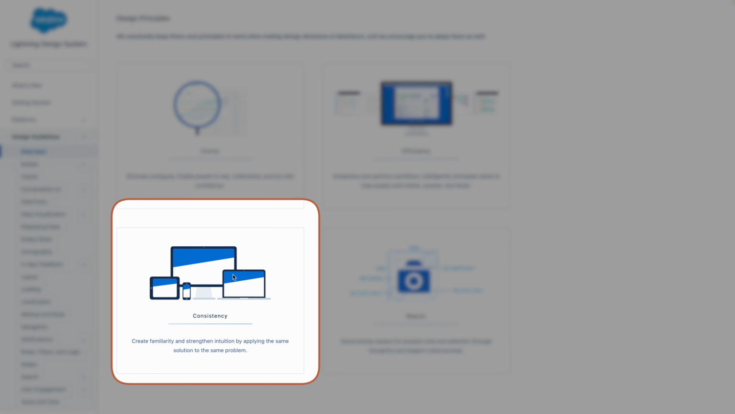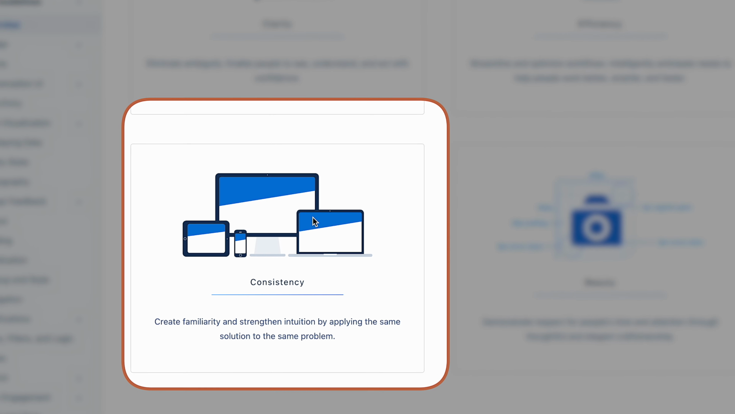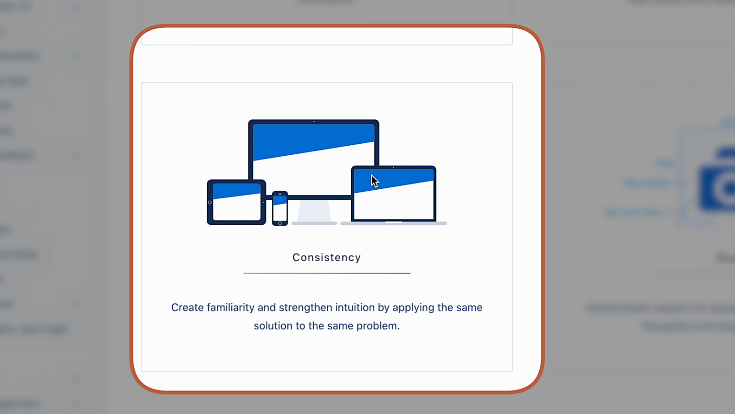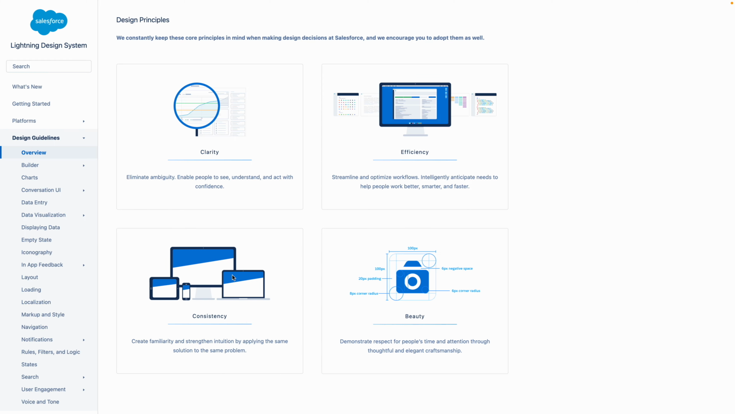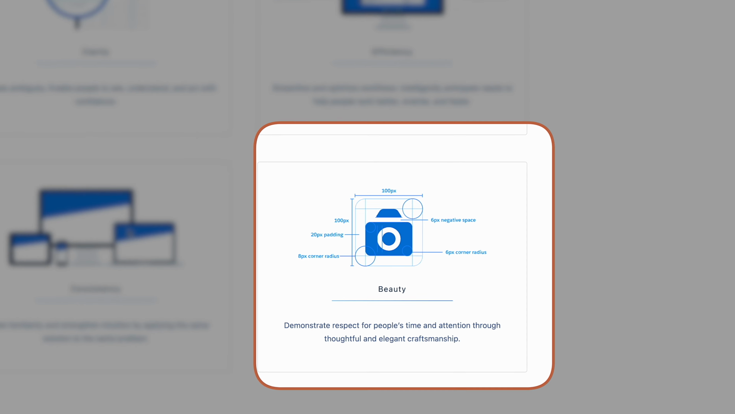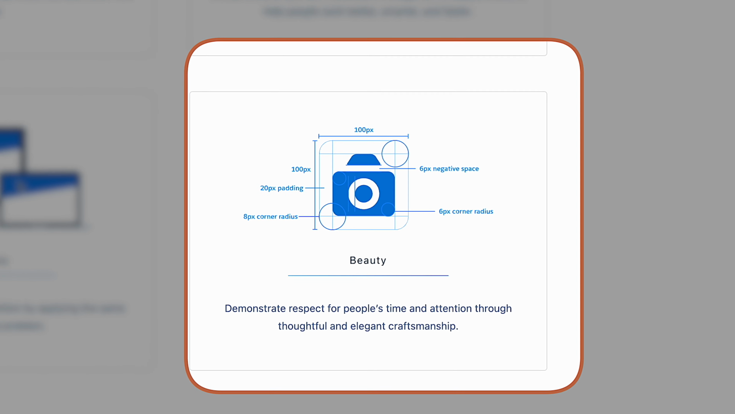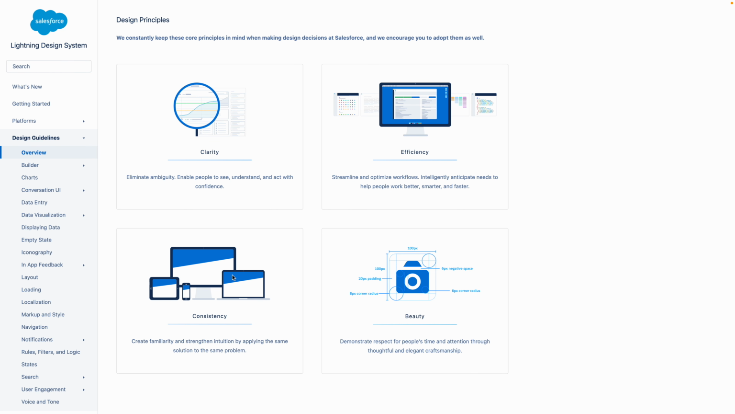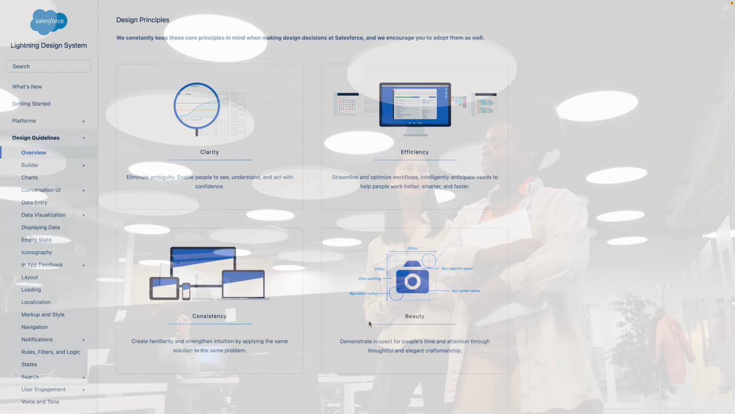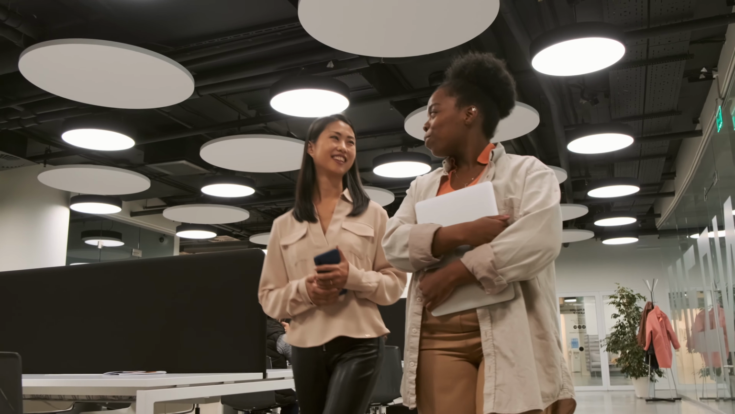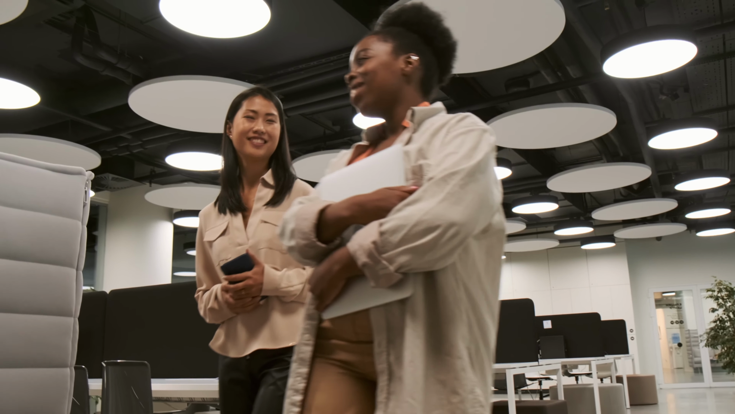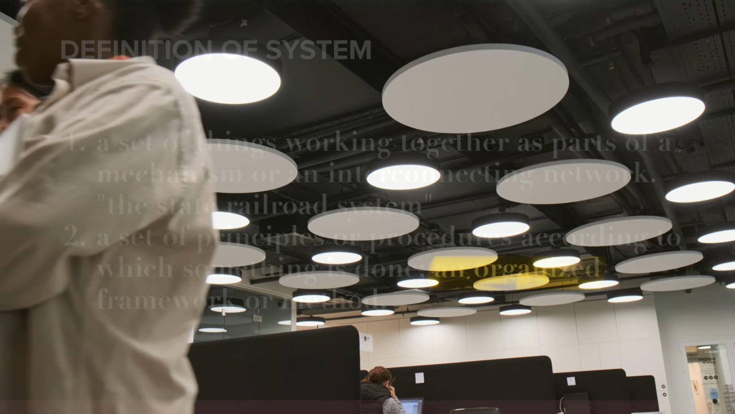For consistency, they write, create familiarity and strengthen intuition by applying the same solution to the same problem. And then the fourth pillar that they have is beauty. Demonstrate respect for people's time and attention through thoughtful and elegant craftsmanship. And so you can see that these are things that you can continuously reflect back on. And as you're having discussions, these are the pillars that you're going to be reflecting on as you go through design system discussions.